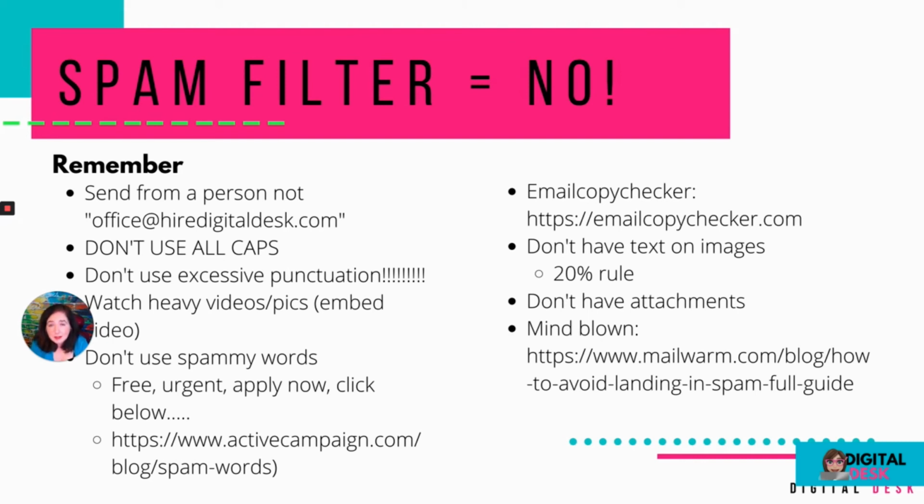Don't use a lot of text on your images. No more than 20% of your image should be covered in text. Don't have attachments. And if you really want to blow your mind and totally nerd out, go to this Mailworm blog that I put down here, because there is a way to really get deep into how to get away from the spam filter, but you have to be pretty comfortable with technology. So I'm giving you the top line. That blog is going to give you the deep down.